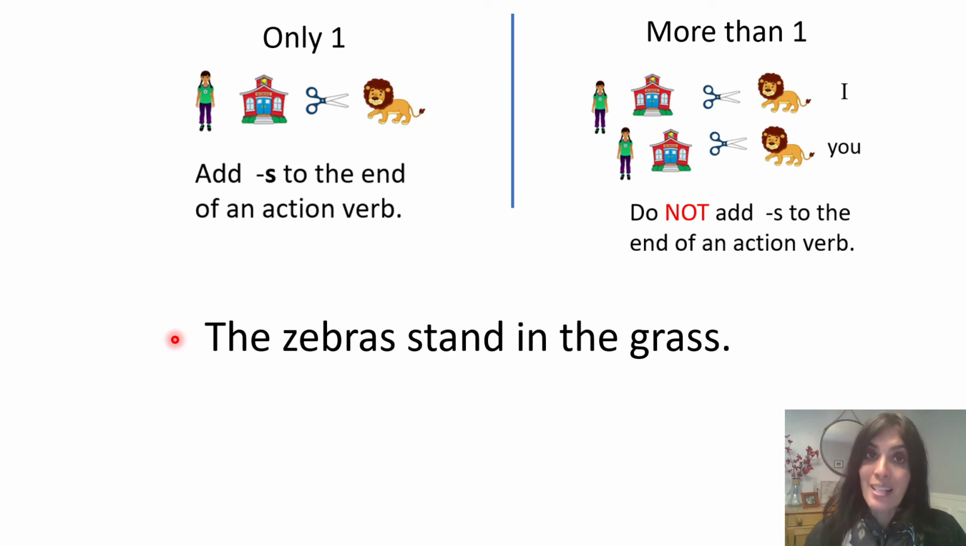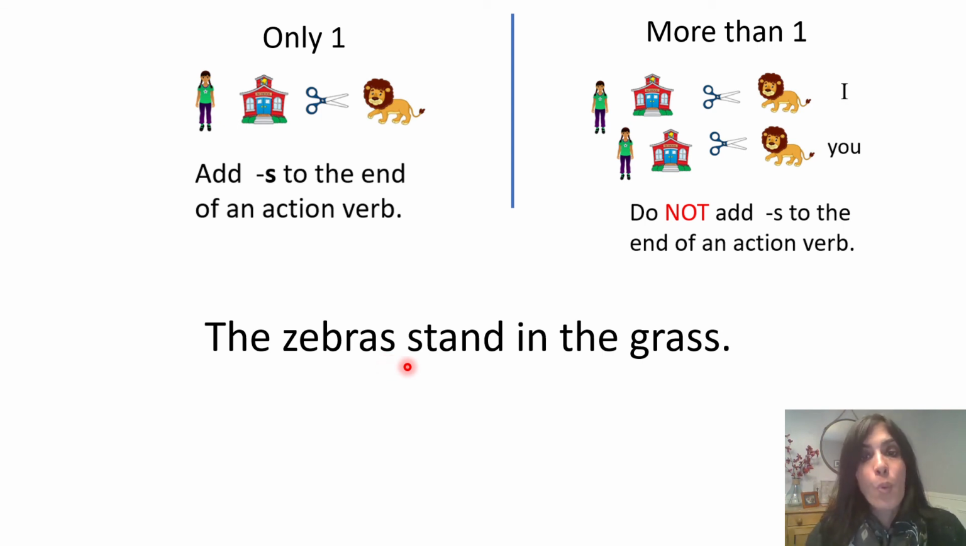Let's practice another one. The sentence reads, the zebras stand in the grass. What is the noun in the subject of this sentence? Yes, the noun is zebras. Does zebras tell about one, or does zebras tell about more than one? Yes, it tells about more than one. I know that because there's an S at the end. This is a plural noun. There are more than one.